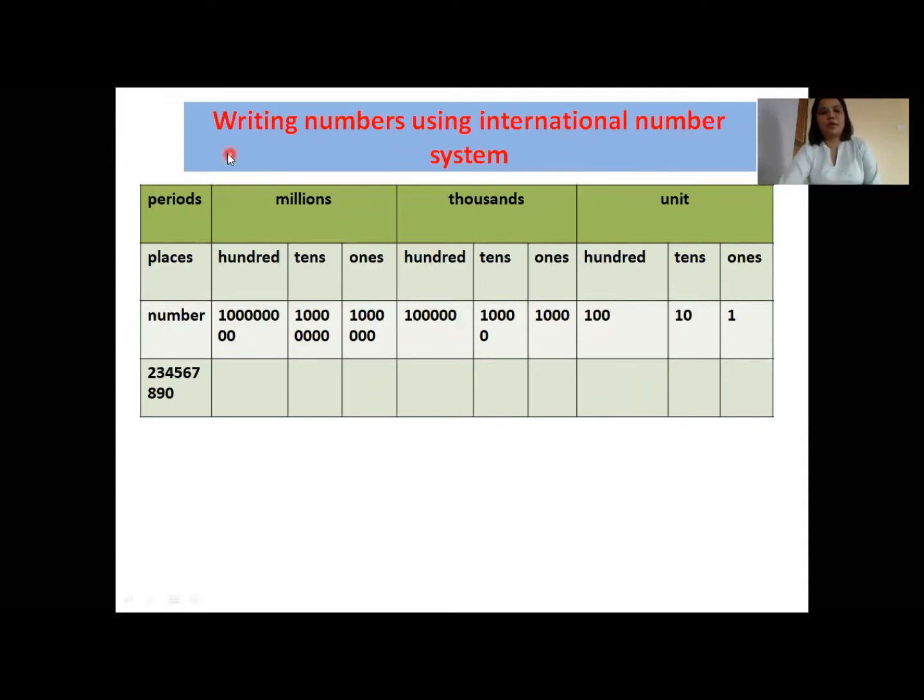And look at the table. In international system, the periods are divided into unit period, thousands period, and millions period. And each period has three places: ones, tens, and hundreds. Now, what is the difference between international system and Hindu-Arabic system? We are going to look with the help of an example.